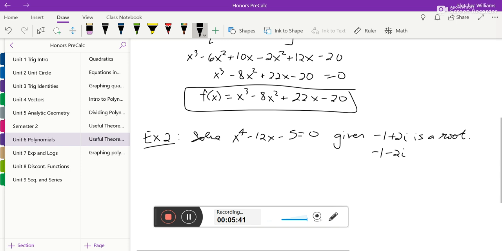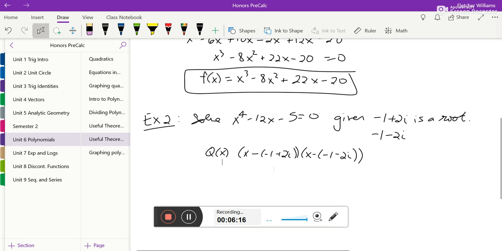So those two roots correspond to these two factors, x minus (negative 1 plus 2i), and x minus (negative 1 minus 2i). And you know that there's two other factors that we don't know about right now. We'll call that q of x times those things. And what we're going to do is we're going to ultimately solve for q of x in just a minute.